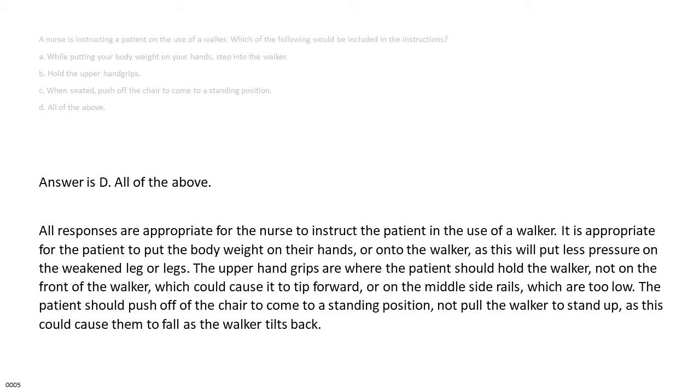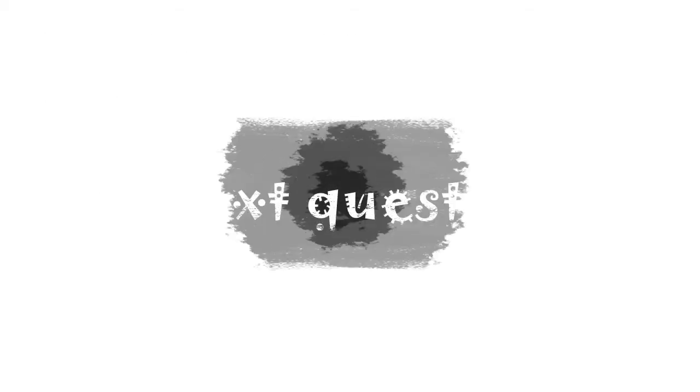The upper hand grips are where the patient should hold the walker, not on the front of the walker, which could cause it to tip forward, or on the middle side rails, which are too low. The patient should push off of the chair to come to a standing position, not pull the walker to stand up, as this could cause them to fall as the walker tilts back.